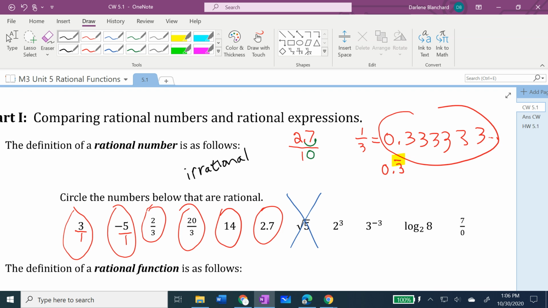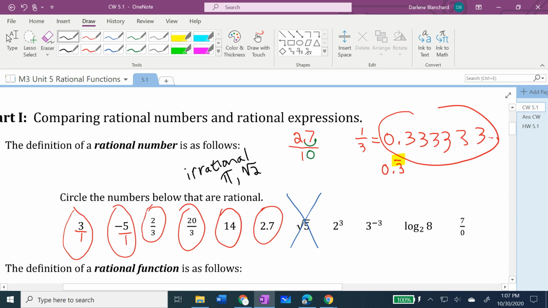Can you think of a really fun and tasty irrational number? What would be a delicious irrational number? Pi. Yes. Pi is an irrational number. The most famous irrational numbers are pi and root 2.